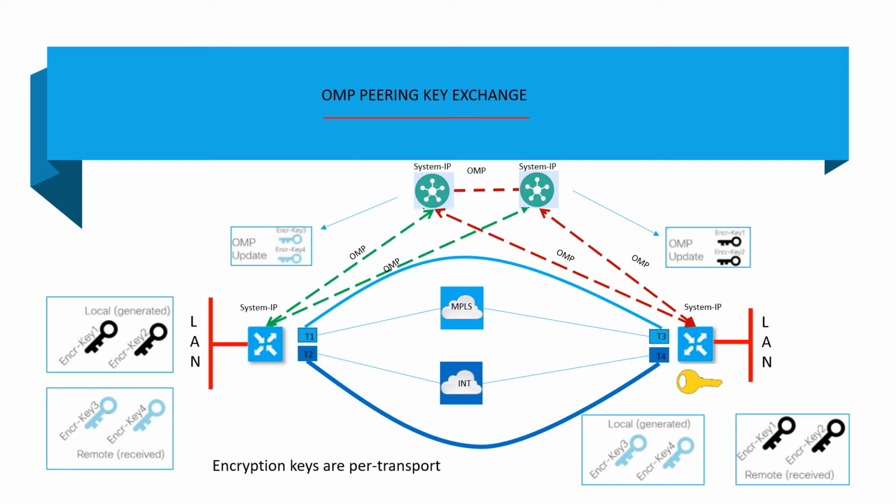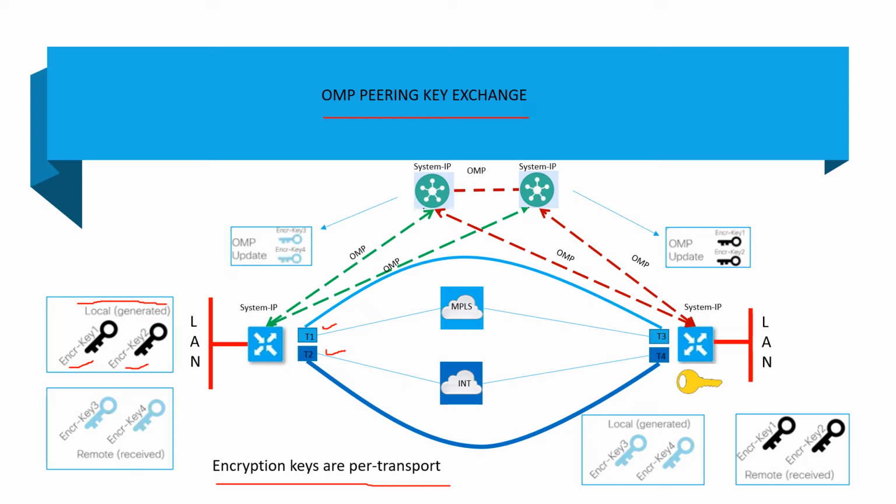Now it is going to directly generate the encryption key for phase two. So let's try to understand how it works. Encryption keys are generated per transport basis. For example, if I have two transports, this is my T1 and this is my T2, so I'm going to generate two keys. If you look at my diagram, these are locally generated keys. For example, this is encryption key 1, which is for the T1, and this is encryption key 2, which is for the T2.